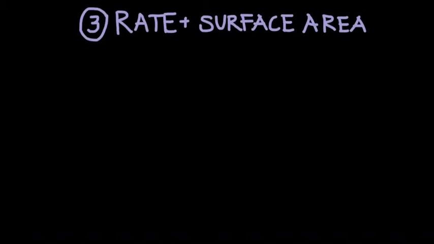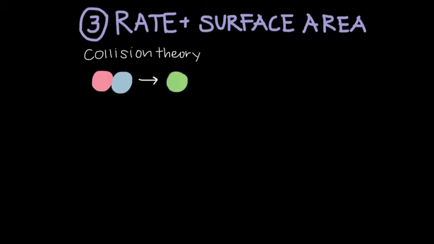One way we could increase the rate of reaction to see the flame sooner is by changing the surface area of the KMnO4. Collision theory states that in order to have a reaction, the KMnO4 and the glycerin must collide at the proper speed and orientation to produce a product.